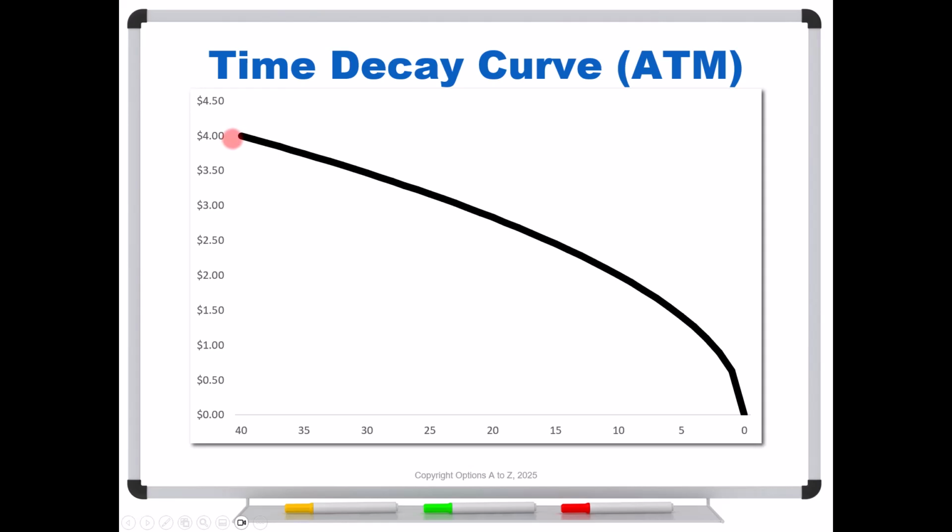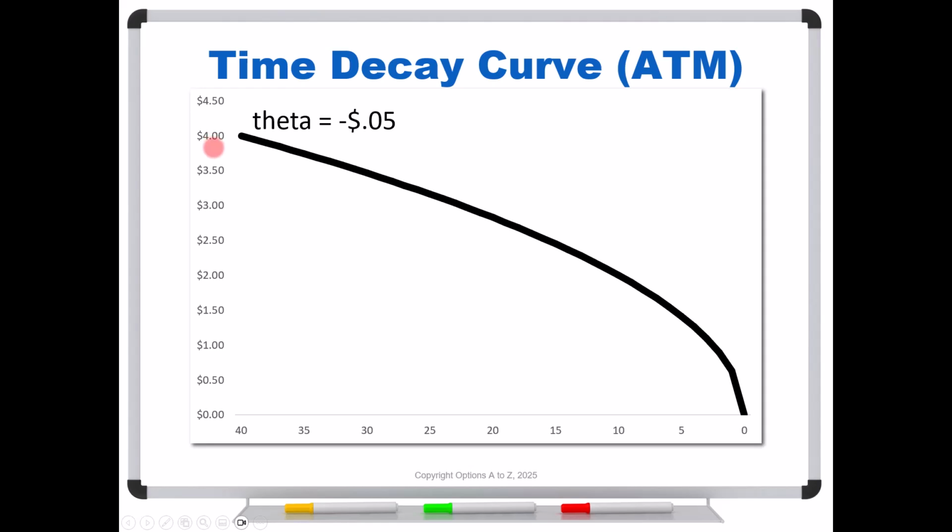Well, let's back up here for a moment. When we had the option trading for 4, the theta is 0.05. That just means that it's going to lose 5 cents between today and tomorrow. So all things equal, we would expect this option to be trading for $3.95 tomorrow. But remember, options do not decay at this rate each and every day. That's just the rate at that moment.